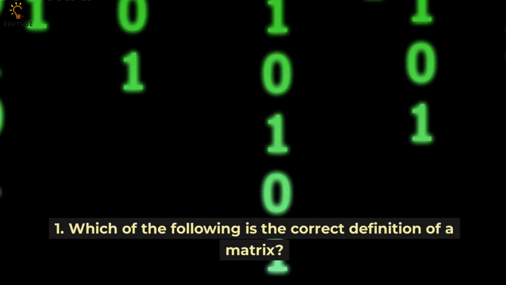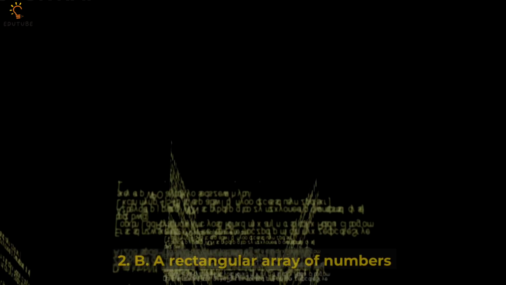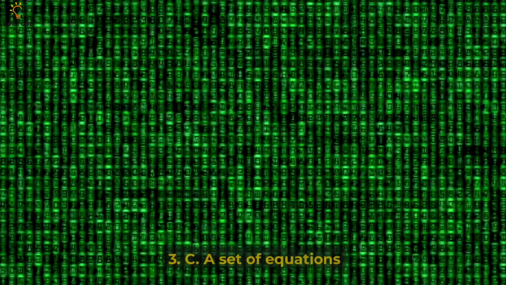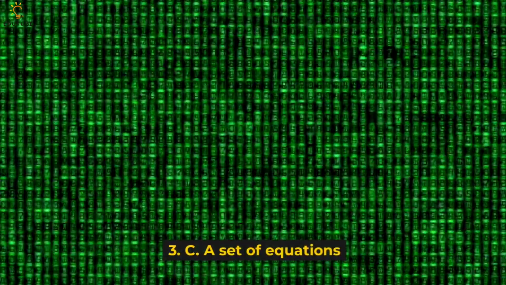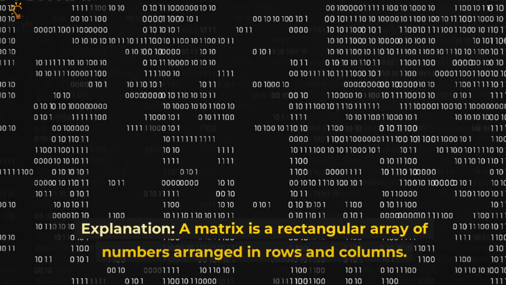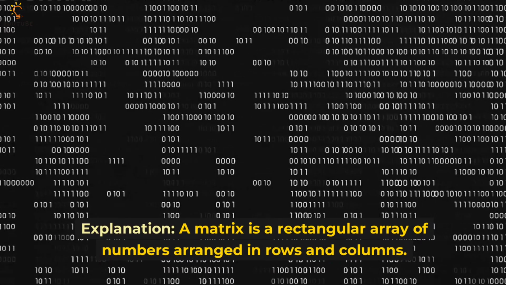1. Which of the following is the correct definition of a matrix? A. A single number. B. A rectangular array of numbers. C. A set of equations. Answer: B. A rectangular array of numbers. Explanation: A matrix is a rectangular array of numbers arranged in rows and columns.